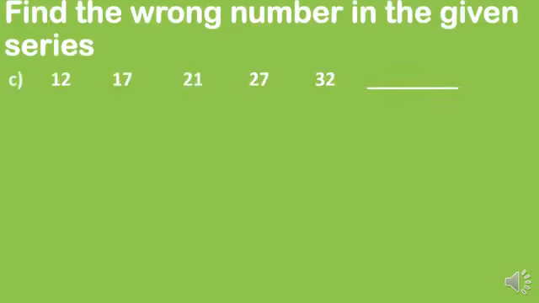Now let's see the next question. This is the series 12, 17, 21, 27 and 32. Now let's find out the wrong number from the given series. The gap between 12 and 17, as you can notice, all the numbers are in increasing order. It means it could be multiplication or it could be addition here.